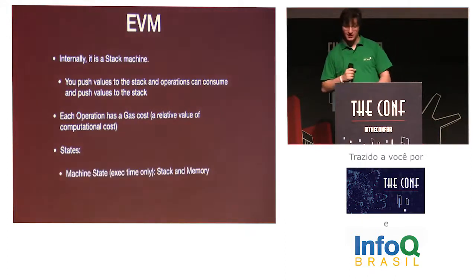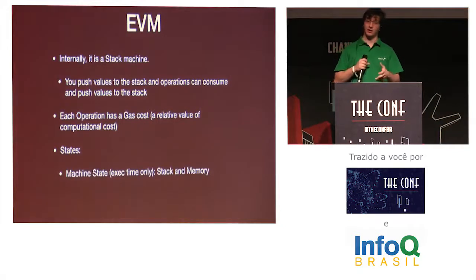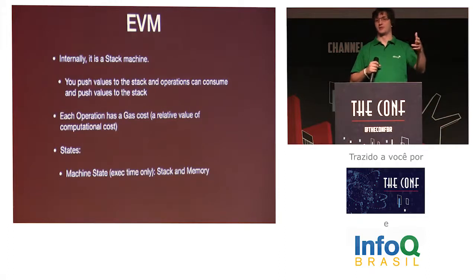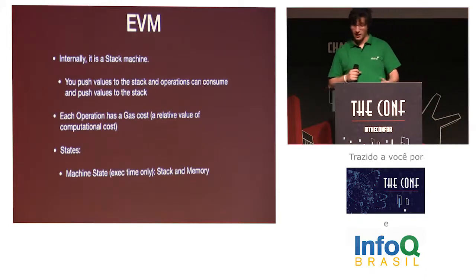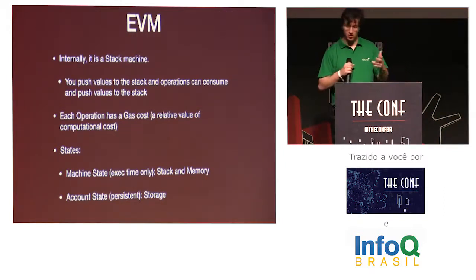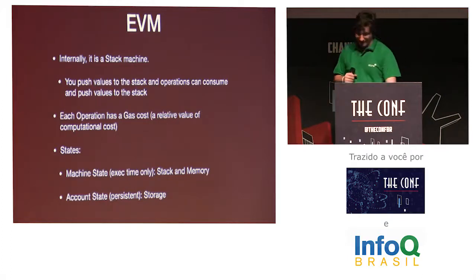The first state is the machine state. Like in your computer, your registers and your DRAM memory: if you turn off the computer, it's done. It's not permanent. And that's the stack and the memory. The stack is like the registers in the regular computer, and the memory is the memory. And we also have an account state. That's something that's persistent, like a hard drive or SSD.